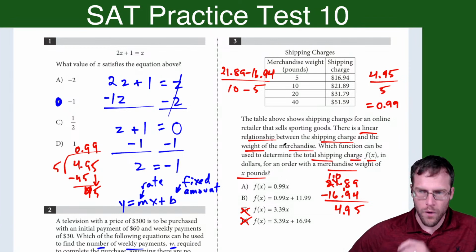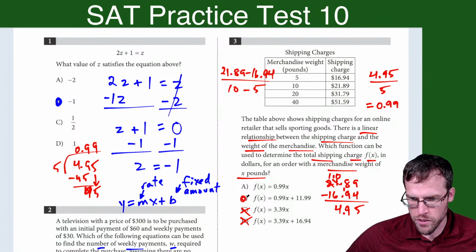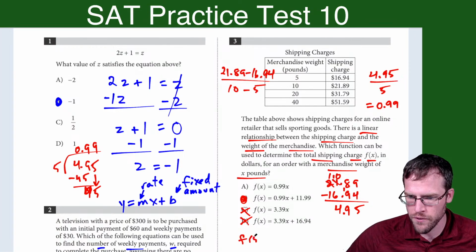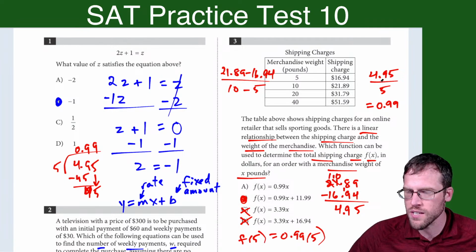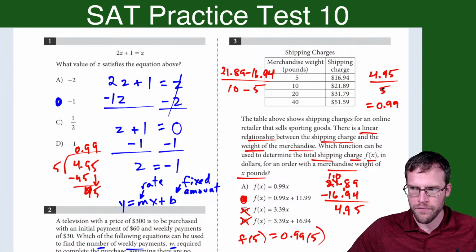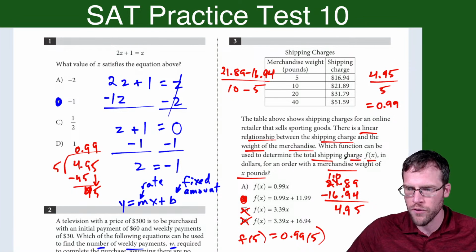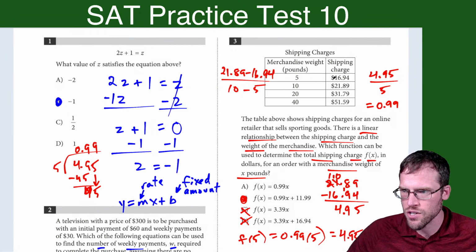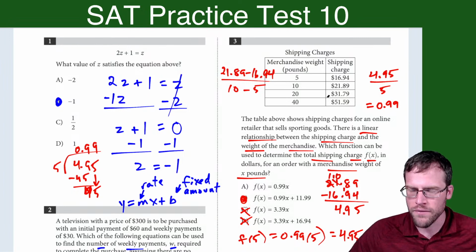But now, how do I know that in this case it's choice B and not choice A? The problem with choice A would be if I were to plug in 5, like f of 5 equals 0.99 times 5. We just did that stuff over here, that 4.95 divided by 5 was this. So if I multiply 0.99 times 5, that would reverse it, and it would give me 4.95. And you see that doesn't match the shipping charge of 1694. There's an extra constant that we would have to consider here.